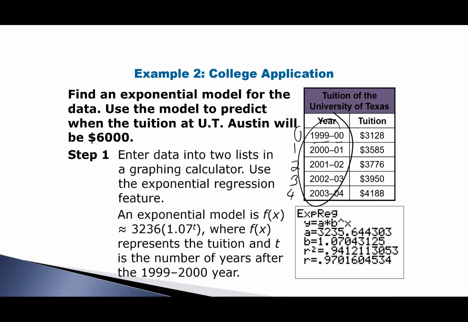So our equation is y equals a times b to the x power. It says that there. And then it tells us that a is this number and b is this number. So we're going to plug those in. It's y equals our a value, which is 3,235.64, and then our b value, which is 1.07. I guess that's good enough. And then to the x power. So there's your equation.